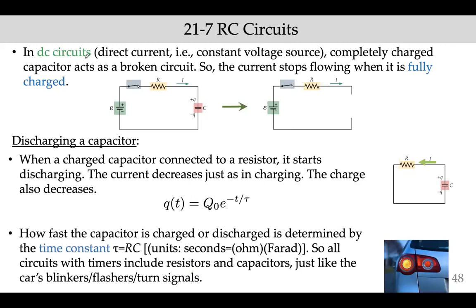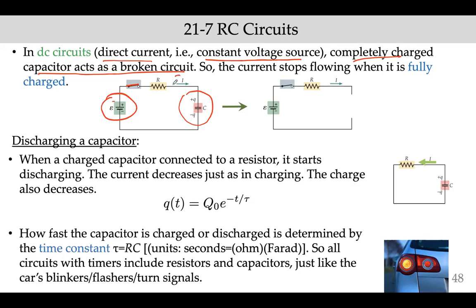In DC circuits, DC means direct current, which means a constant voltage source, such as a battery. A completely charged capacitor acts as a broken circuit. So you close the switch and the battery charges the capacitor. And when the capacitor is completely charged, then it stops letting the current pass.